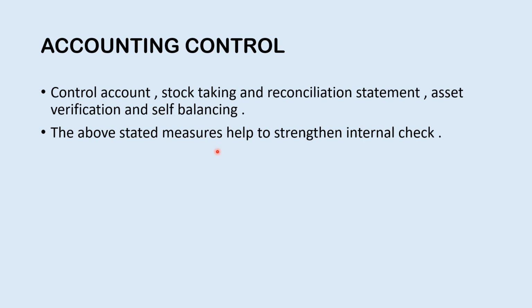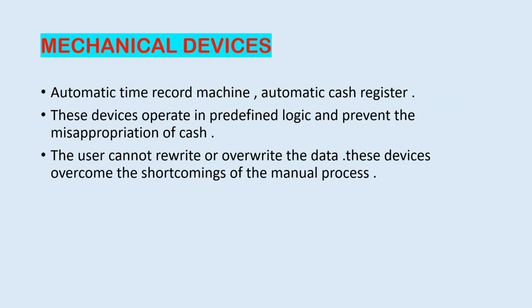Next comes accounting control. There should be control accounts made, stock taking, reconciliation statements, asset verification. Whatever is stated in the books will be verified physically. This is internal check. Self-balancing ledgers are made. All of the above help to strengthen the internal check process in an organization.